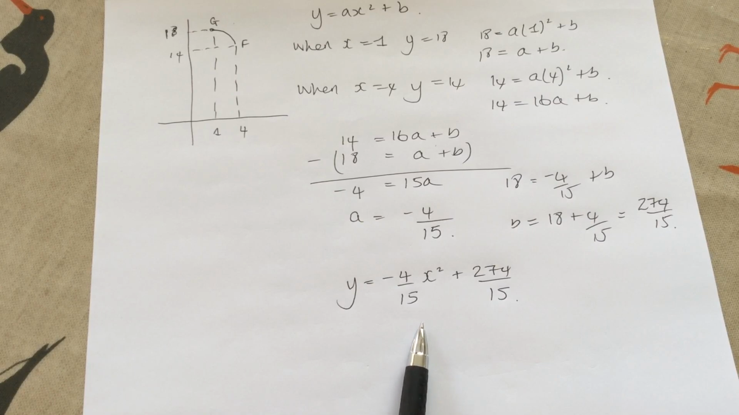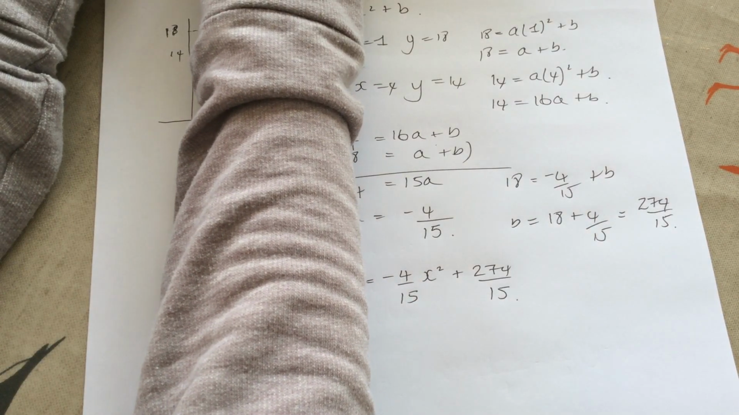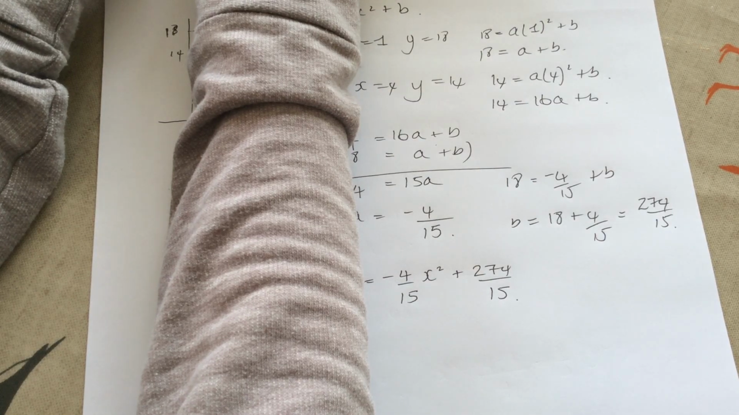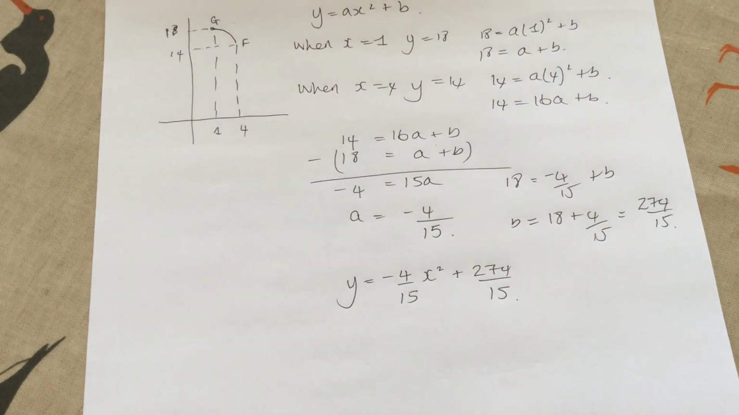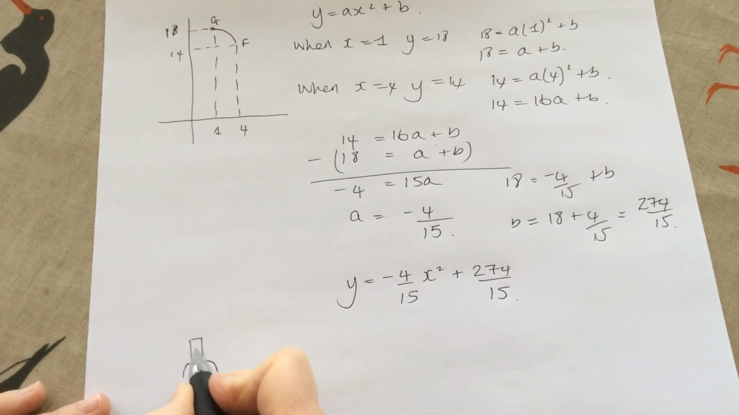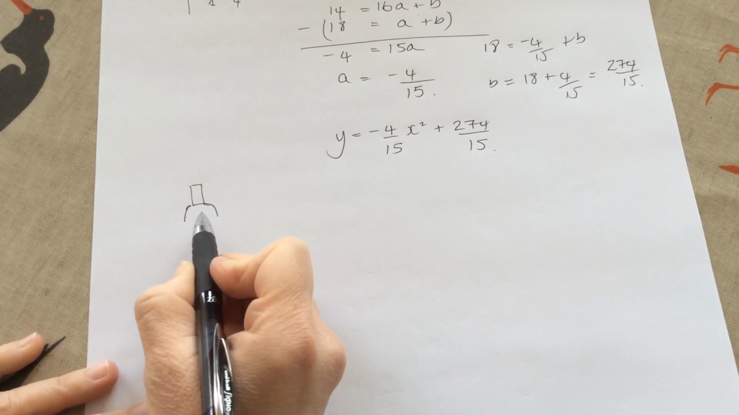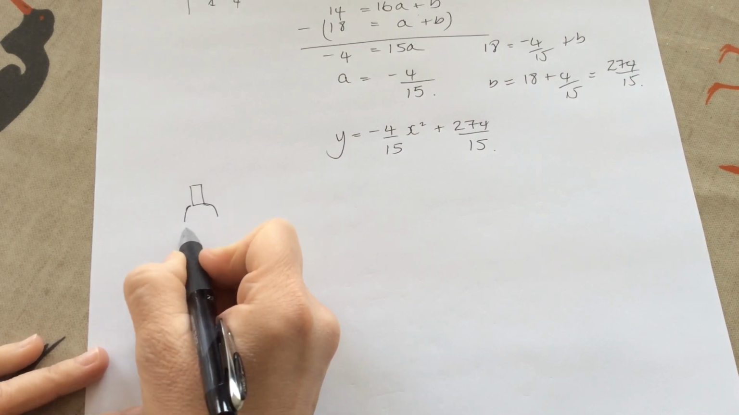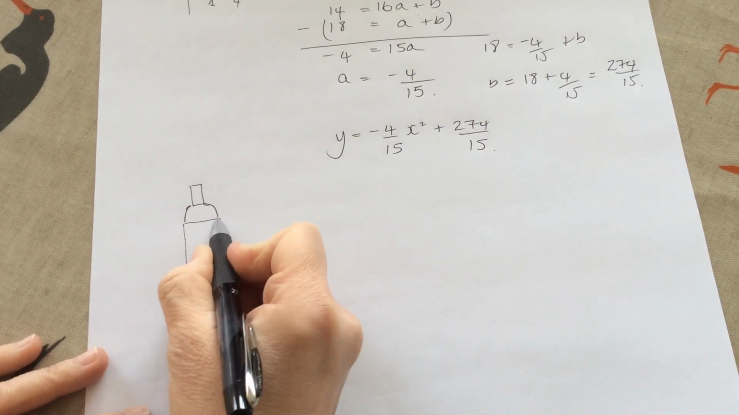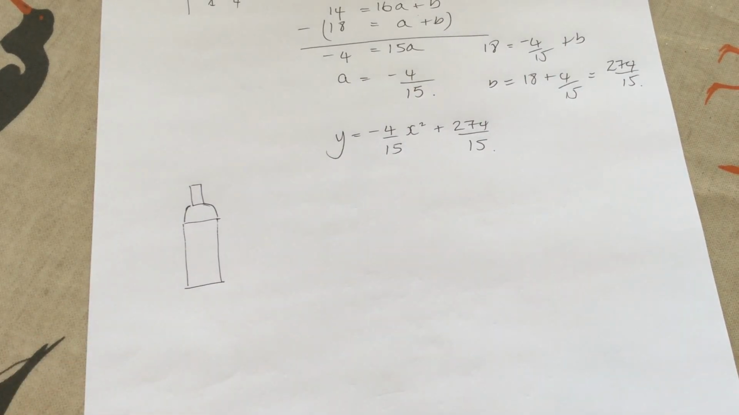Okay, the next part of the question was to find the volume of water that the bottle can contain. So my bottle is divided up into three parts, basically. I've got the cylinder that's sitting on the top. I've got the part which is going to be made by rotating the curve that I've just found the values of a and b for about the y-axis. And then I've got another cylinder at the bottom.